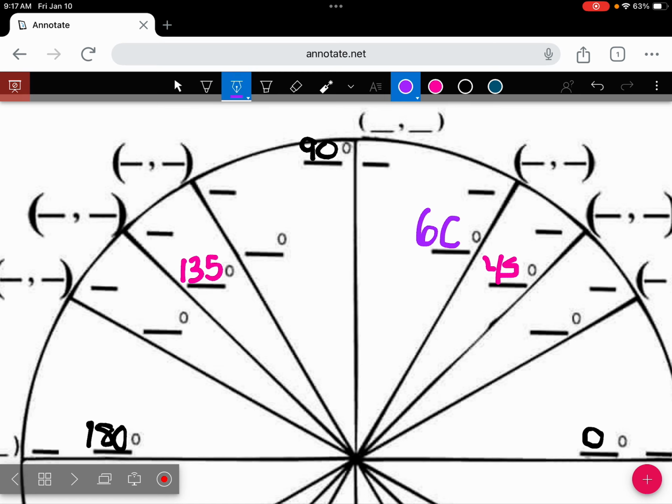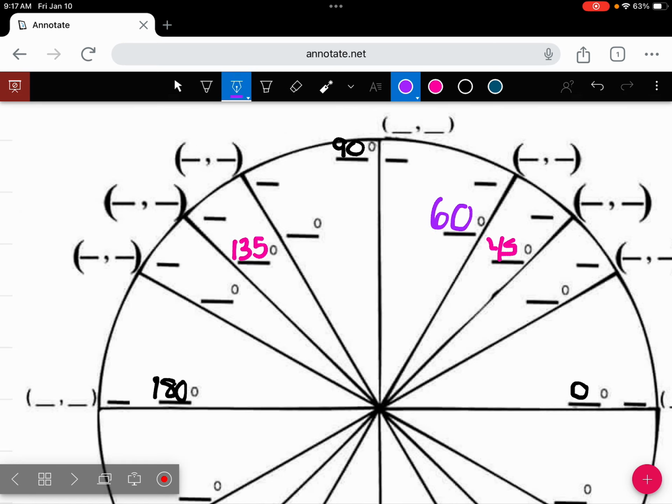This one, because it's in thirds. This is 1/3 of the semicircle, and this is 1/3 of the semicircle. Okay, so cutting it into thirds.